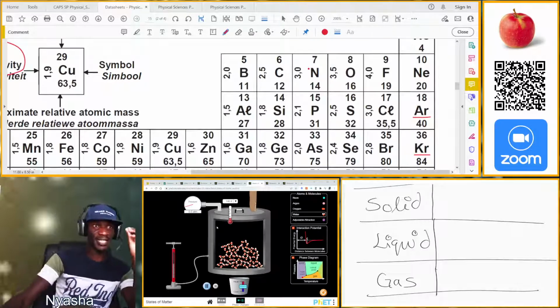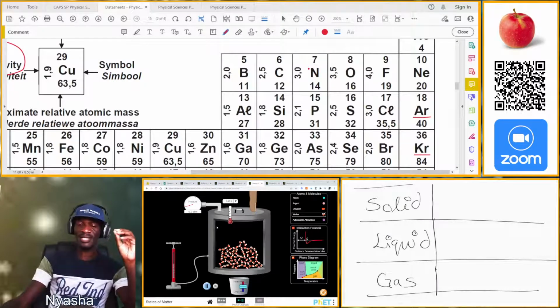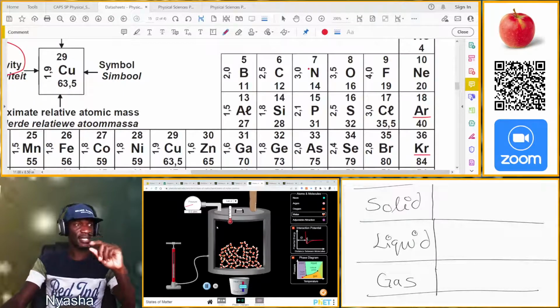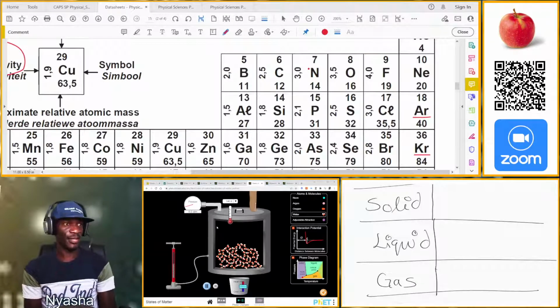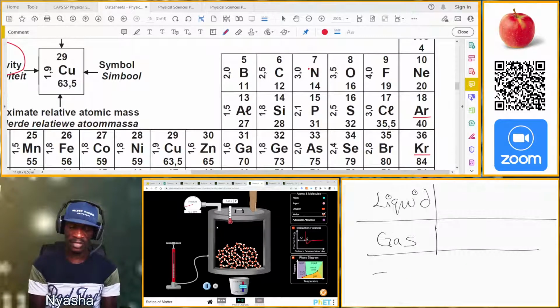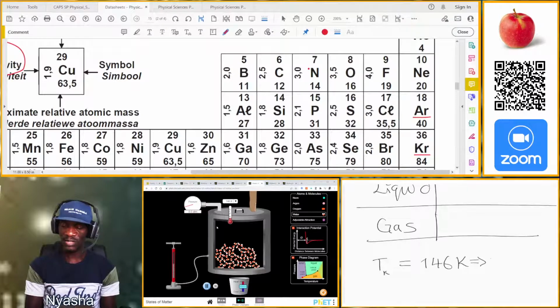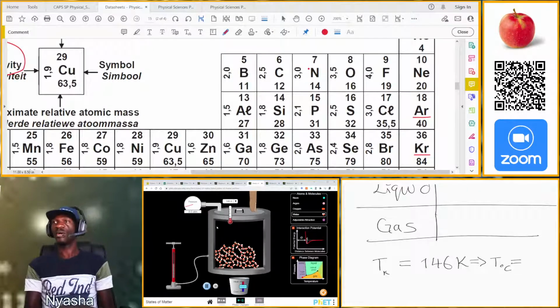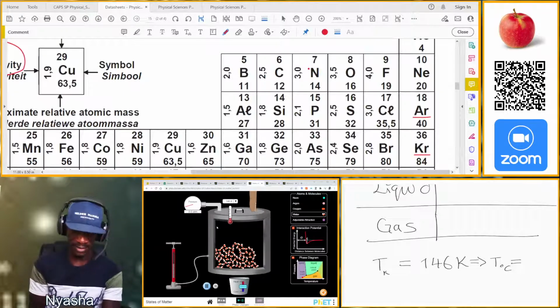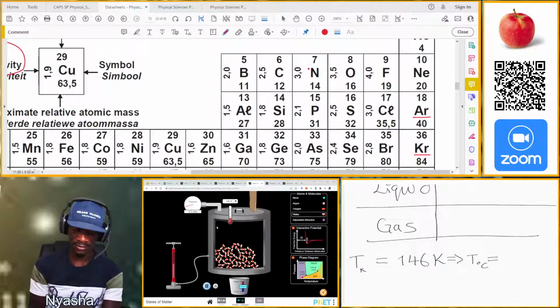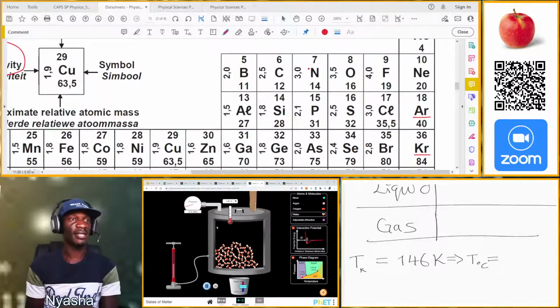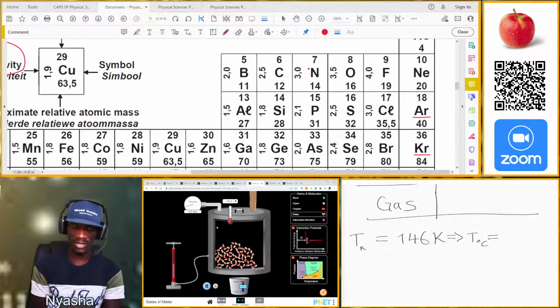So when water is at 146 Kelvin, is it in the solid, the liquid, or the gas state? So there we go, T is equal to 146 Kelvin. What does this correspond to in degrees Celsius? Would you like to make that calculation? What does it correspond to in degrees Celsius?